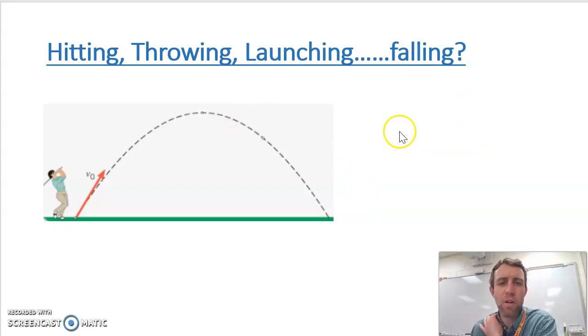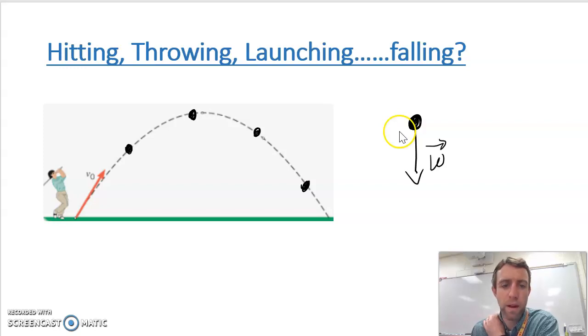How about hitting, throwing, launching? These are all actually just examples of falling, and no matter at what point after contact is lost, the only force acting is the force of gravity. So anything that is in the air has a free body diagram that looks like.